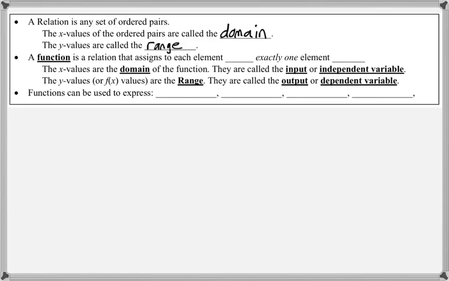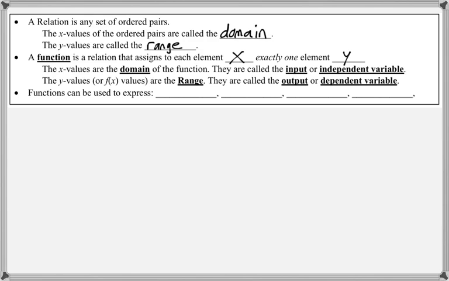Now, a function is a special type of relation. A function is a relation that assigns to each element x exactly one element y. The x values are still called the domain for a function. They're the input. Sometimes they're called the independent variable. And the y values, sometimes called the f of x values, are the range. They're the output of the function, and sometimes they're called the dependent variable.